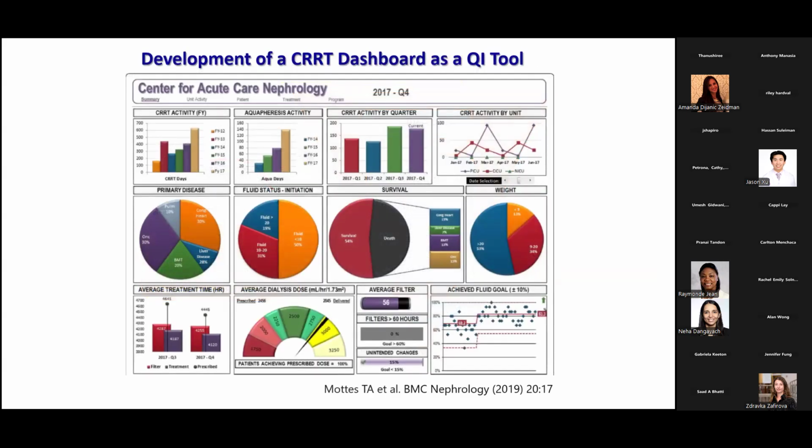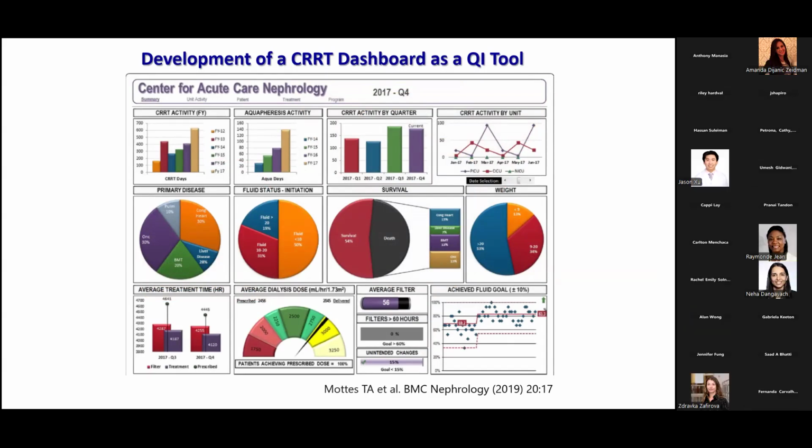There are centers already. This is an example from Cincinnati Children's, generating dashboards to identify, as you can see in the bottom right, patients that they track how they achieve their fluid management goal. And if you create these resources close to real time, you can even have processes to intervene in patients that really are off target in terms of goals of treatment.